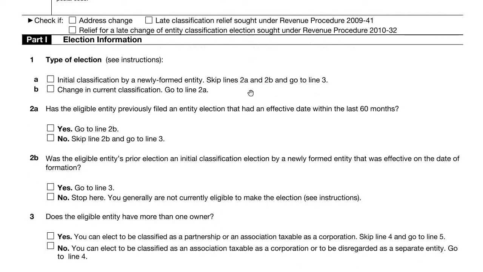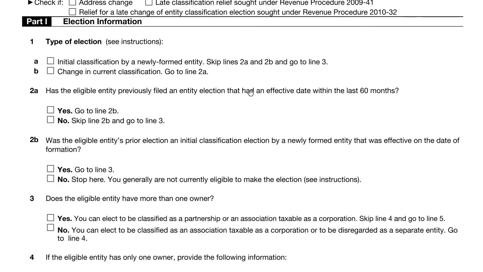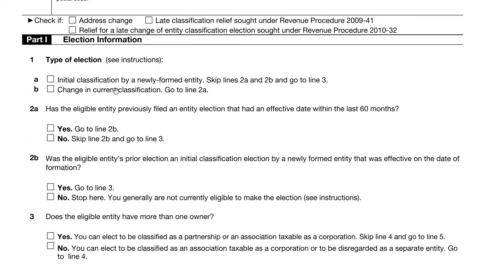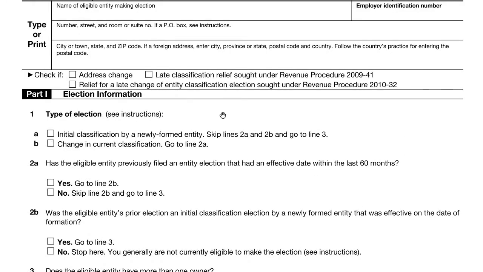Okay, so let's go into the election information to begin with. The type of election: initial classification by newly formed entity. You would check this box 99% of the time, right? So if you've got a newly formed entity and you want to change it the first time from its default classification, you would check 1A, right? 1B would occur if you're filing this form for the second time, right?